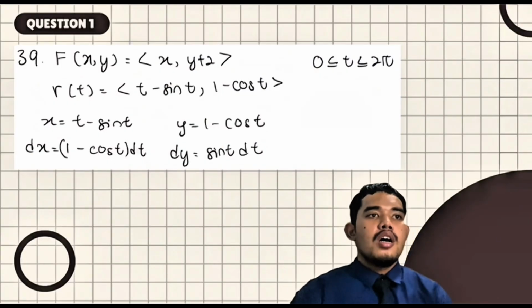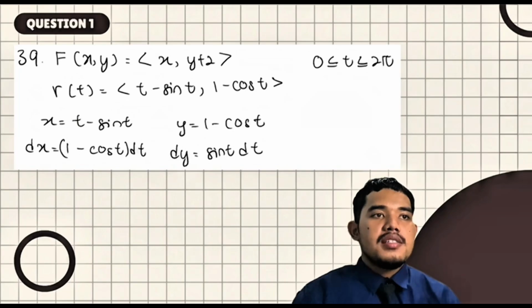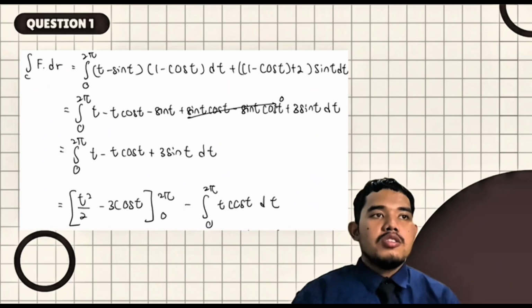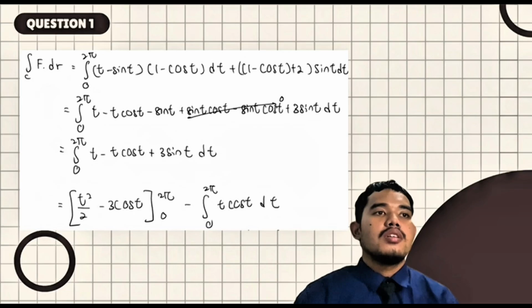For the first step, we will let x equal to t minus sin t and y equal to 1 minus cos t. We also find the derivative of each term with respect to t. After that, we will integrate the dot product of F and dr from 0 to 2 pi, and also we will substitute the values of x, y, dx, and also dy.